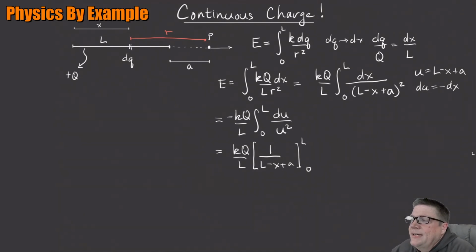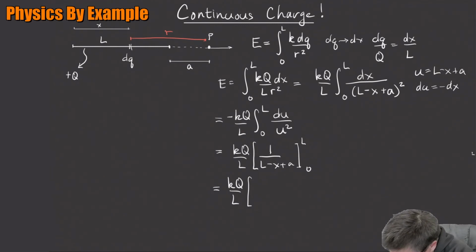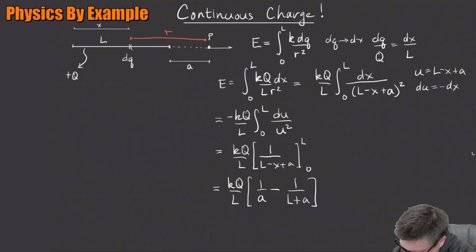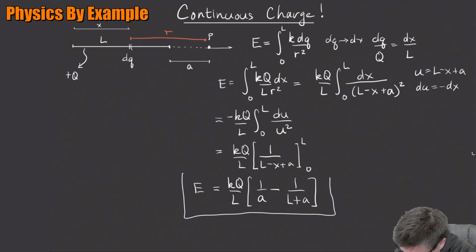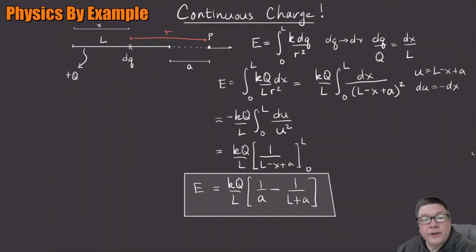So let's see, kQ over L, let's plug in L for X. So that's L minus L, 0, plus A, so that's 1 over A, minus 0 for X, which is just 1 over L plus A. There we go. So there it is.